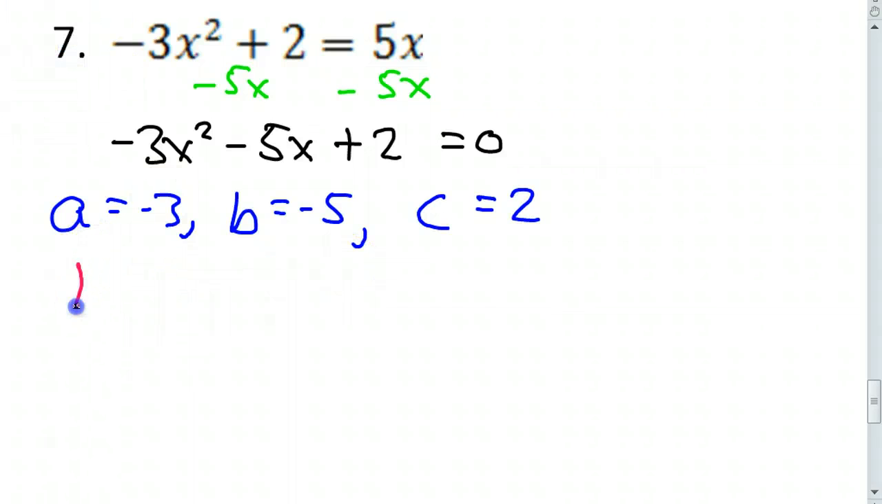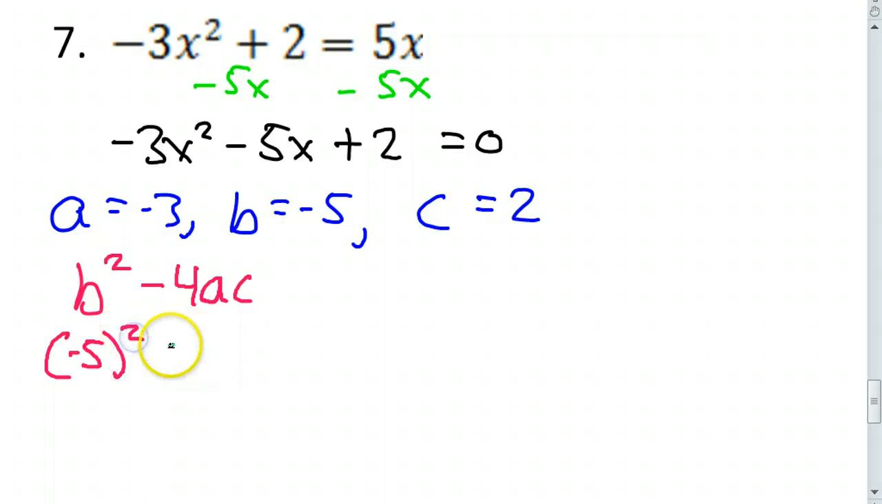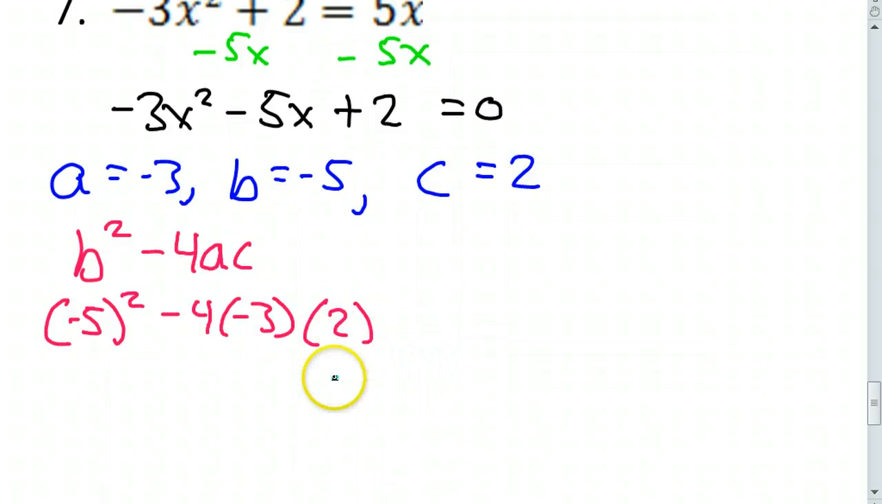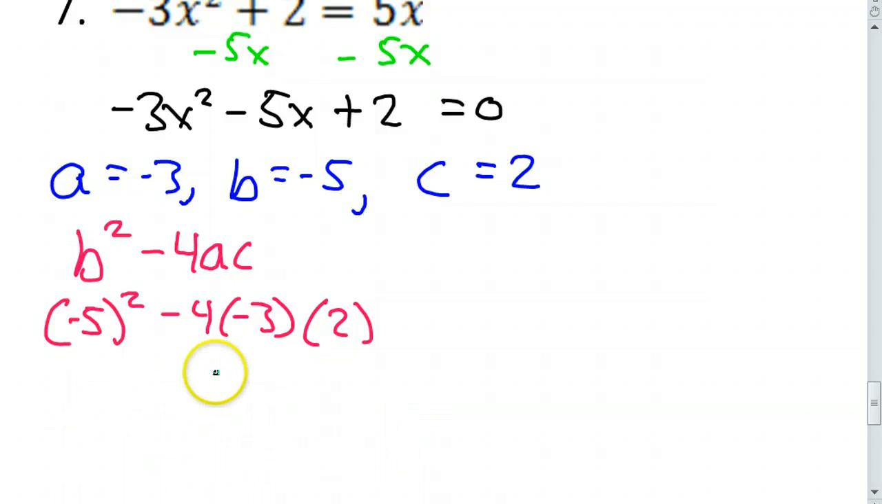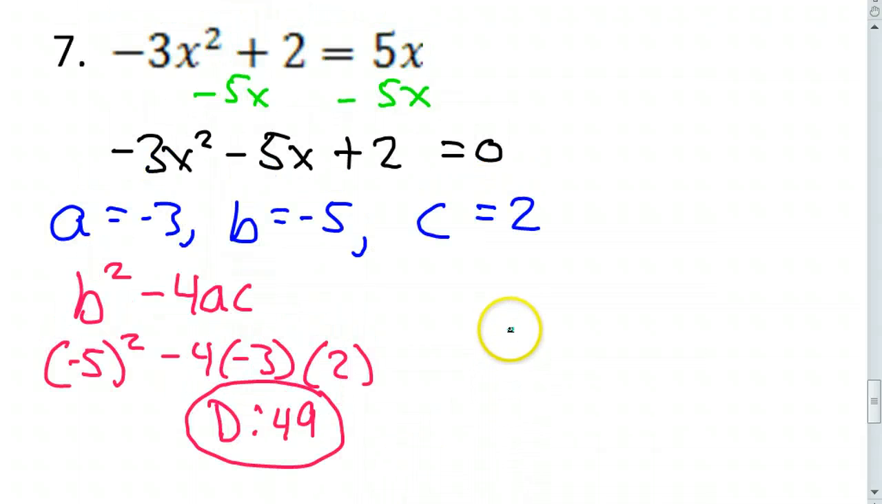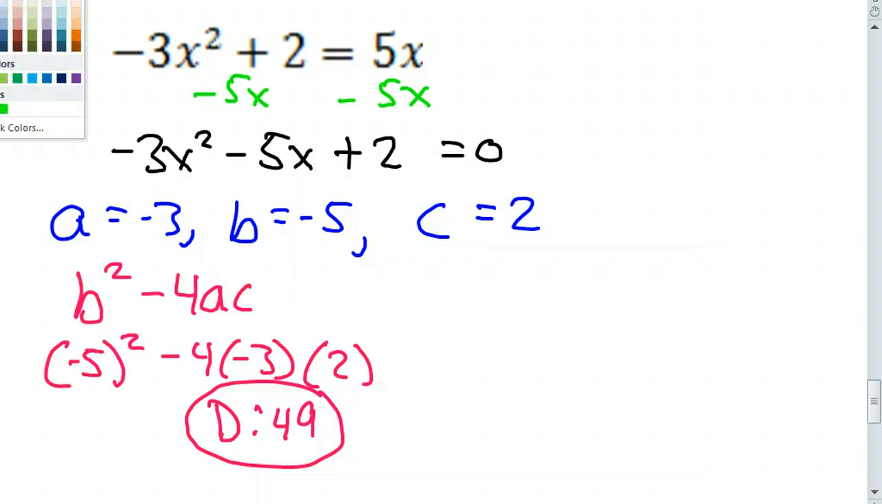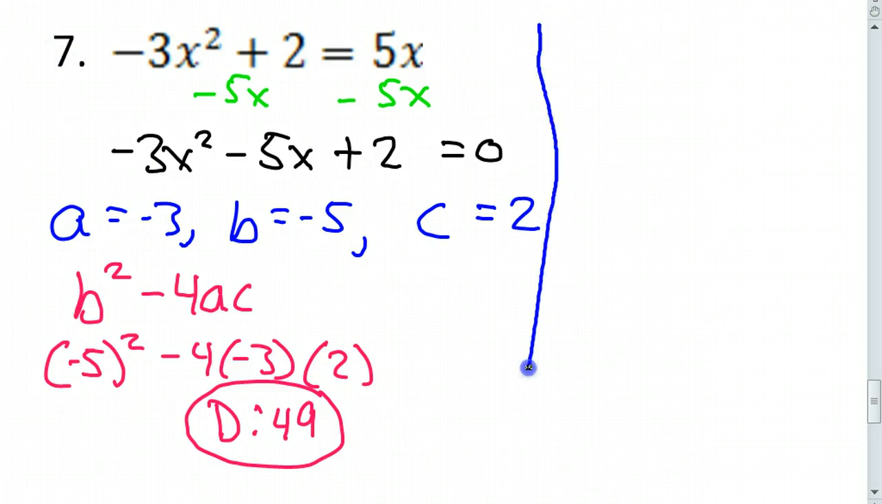Alright, time for the discriminant. b squared minus 4ac. So that's negative 5 squared minus 4 times negative 3 times 2. So I get a discriminant of 49. Save that for later. Now we can go ahead with the rest of the quadratic formula.